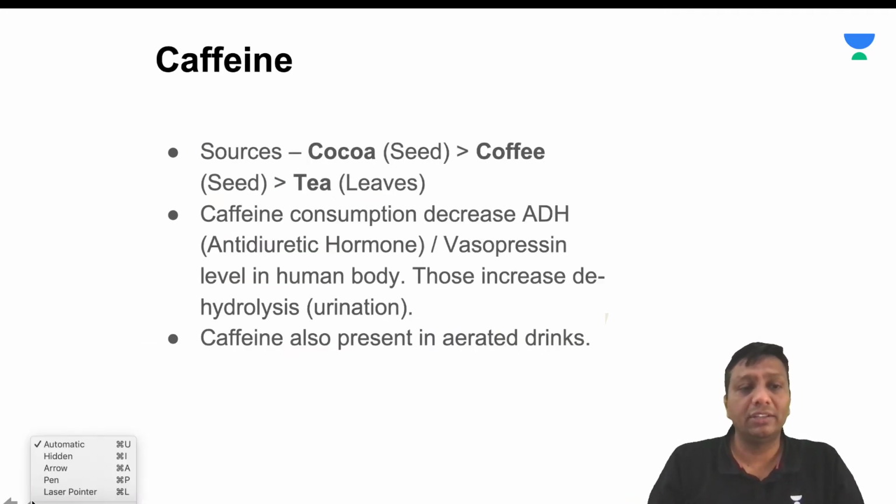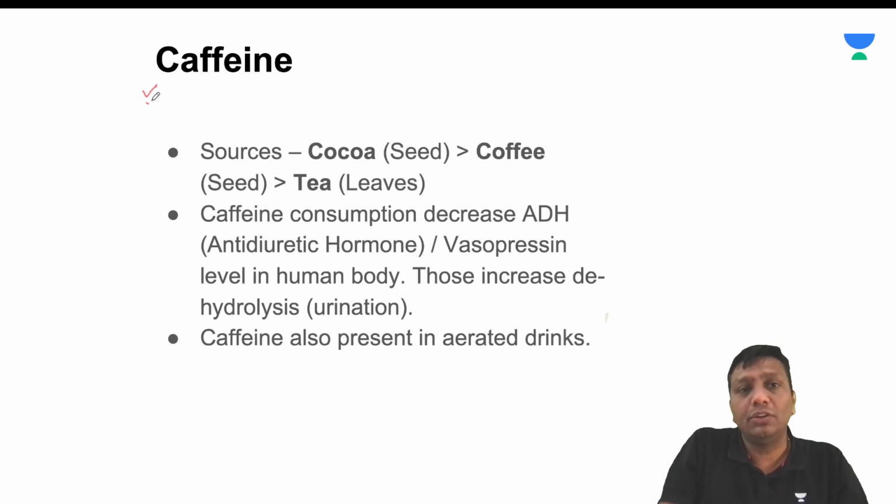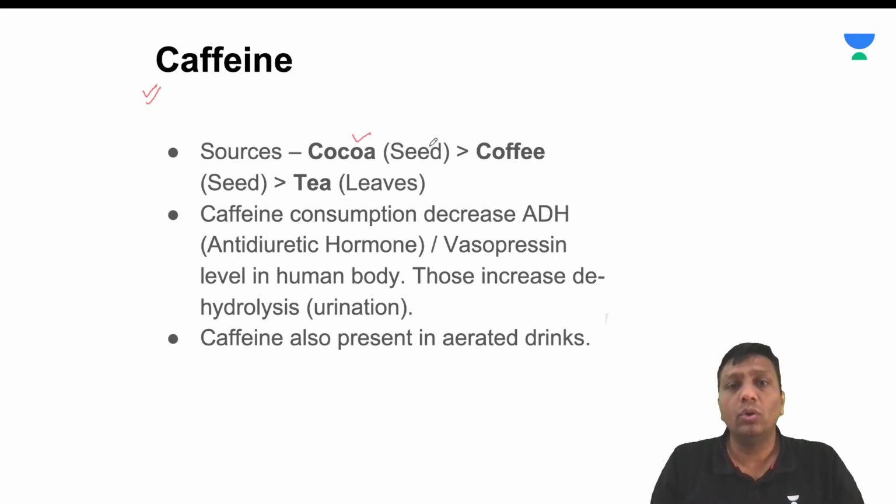Caffeine is also a very interesting question, guys. Twice I have seen questions in the UPSC paper regarding caffeine. See, the maximum caffeine you will see in cocoa, the second is coffee, and the third is tea. The reason: whenever UPSC asks the question, these three examples were there. In the case of cocoa, seed is the edible part. In the case of coffee, seed is the edible part. In the case of tea, leaves are the edible part. These are actually the sources of caffeine.